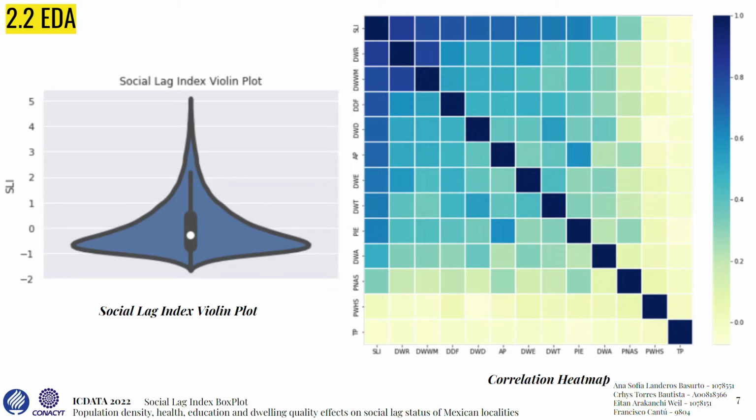Then we look into the correlation from feature selection. The objective was to perform a correlation assessment on the dataset attributes. Most of the variables are positively and strongly correlated to the social lag index. However, there are two variables, total population and population without access to health services, which were close to zero, meaning that there is no association between these two variables and the social lag index.